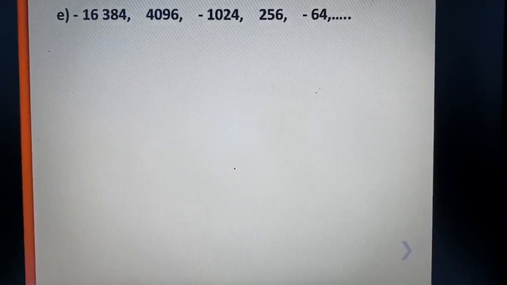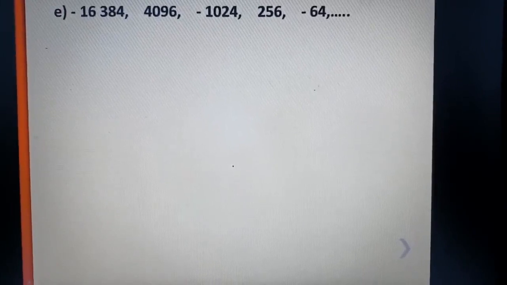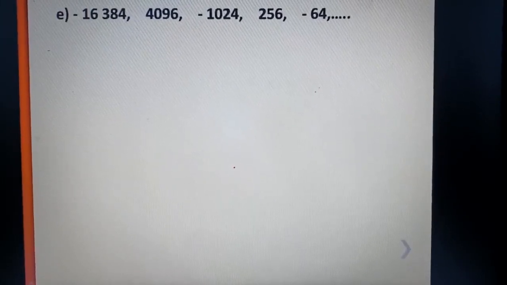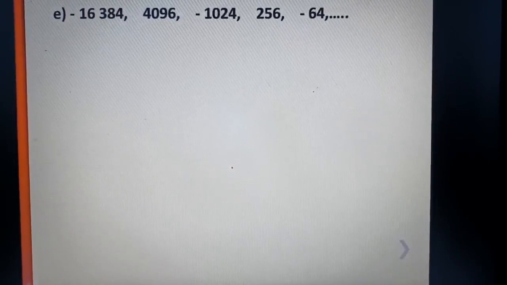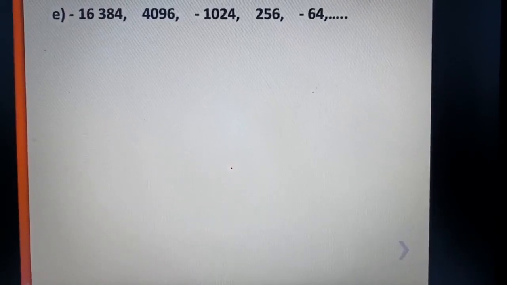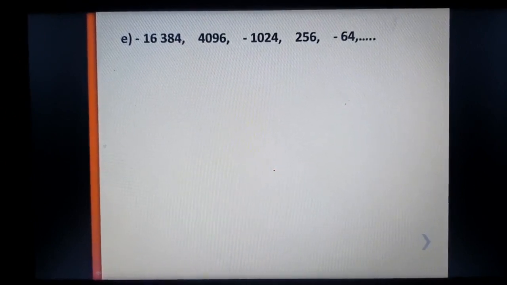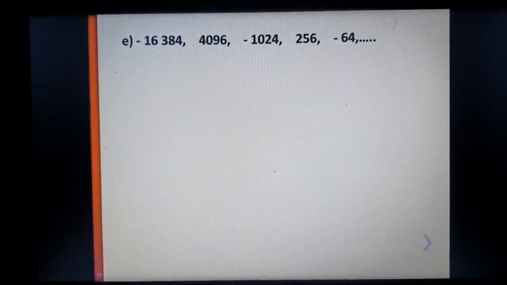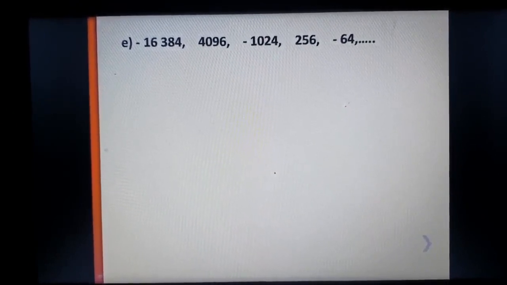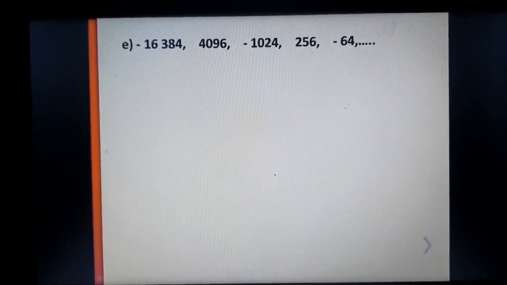I'm doing problem number E. Okay, please see the variable which is written there. First question was A. Now we have selected a few questions. So I'm doing the E part. Minus 16,384. Then 4,096. Then minus 1,024. Then 256. Then minus 64. Then 16. Then minus 4. So here also you can see the numbers are decreasing.